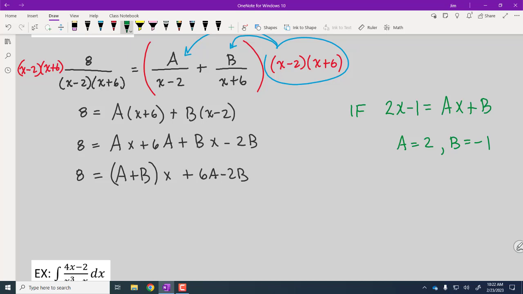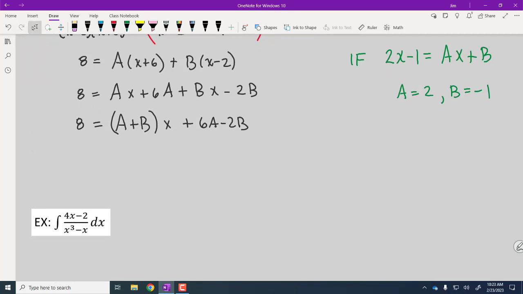It's the only way. If you have two polynomials that are equal, the coefficient of x has to match the coefficient of x. The constant has to match the constant. If you have a quadratic, the coefficient of x squared has to match the coefficient of x squared, the coefficient of x has to match the coefficient of x, and the constant has to match the constant. It's the only way two can be equal. I claim that's what we're dealing with here.